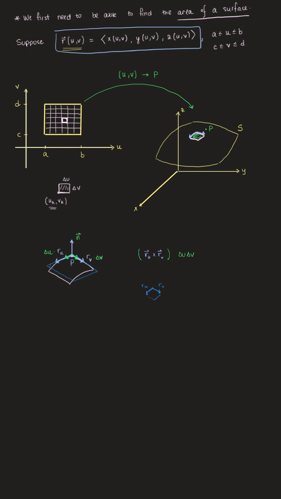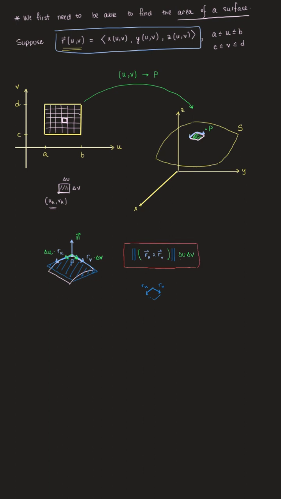Now, that's not good enough because we know that our surface curves, but it's a start. So delta u and delta v we can factor out, and if we take the magnitude of this, that's going to give us this expression right here, which gives us the area of one of these little parallelograms.